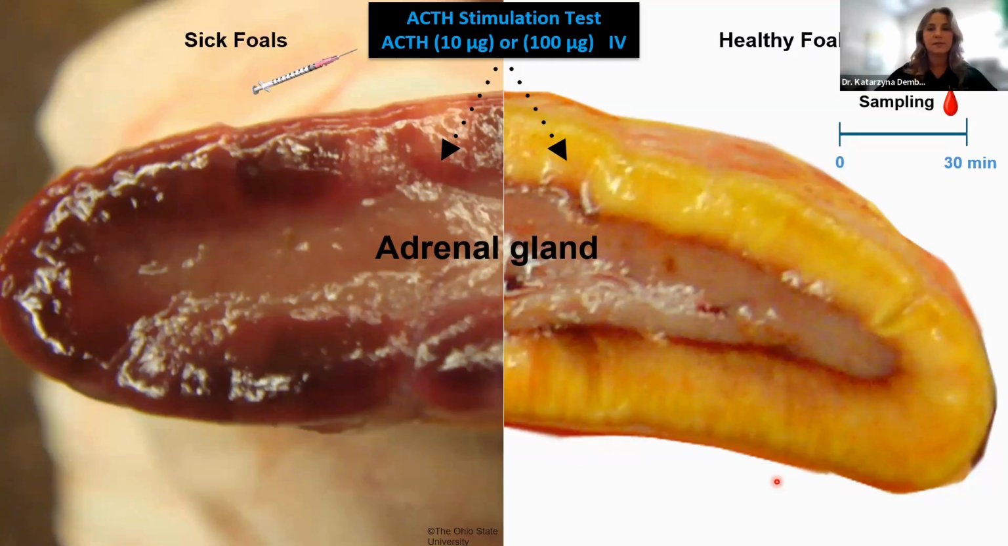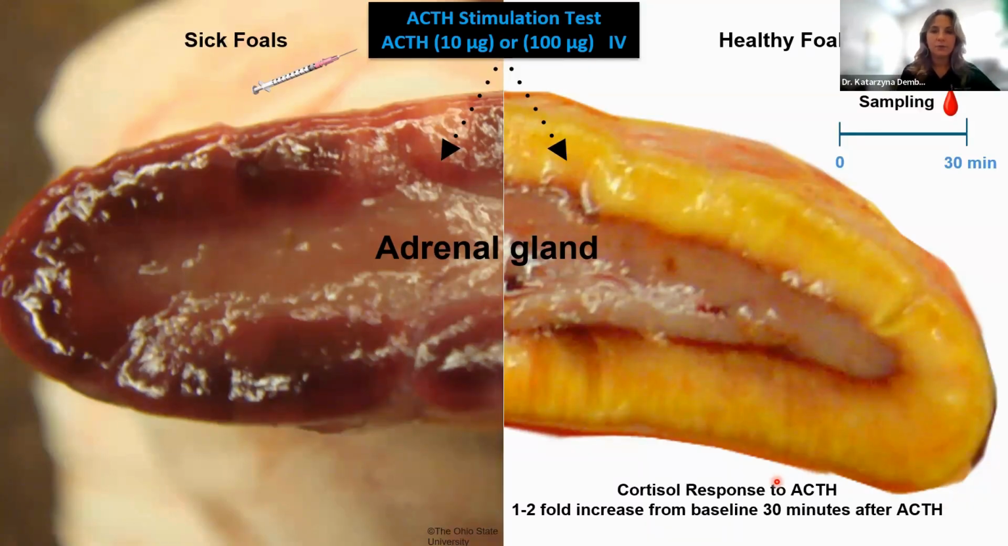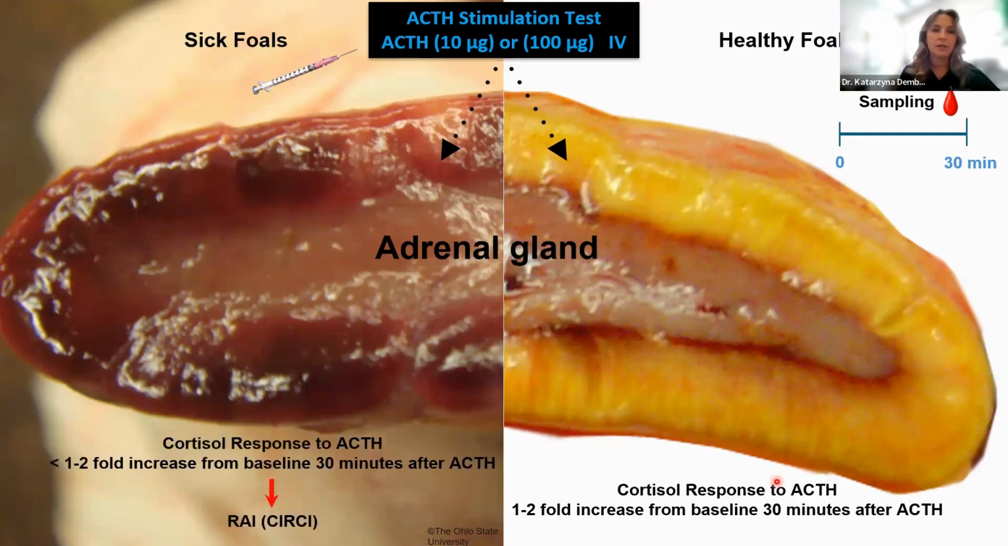And the protocol is we take a baseline sample for the baseline measurement of cortisol, then we administer ACTH IV, and we take another sample 30 minutes later. In healthy foals, we would expect that cortisol increases at least 1 to 2 folds from baseline 30 minutes after ACTH administration. However, in critically ill foals, the cortisol response may be lower, right? So it will be less than 1 to 2 folds, and that is associated with or consistent with CIRCI or relative adrenal insufficiency.